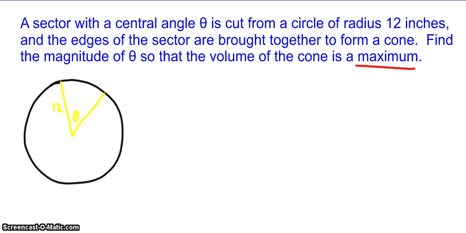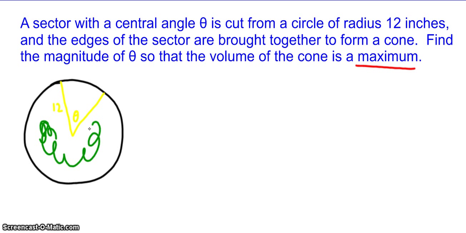Now what's happening is we're going to cut out this sector, and then we're going to take this line and connect it to this line, so that what's left over becomes a cone. So if you can picture that, you might have done this back in grade school or something. Take a doily, cut out a sector, and then fold it together and you get a cone. So then we're trying to maximize the volume of that cone.